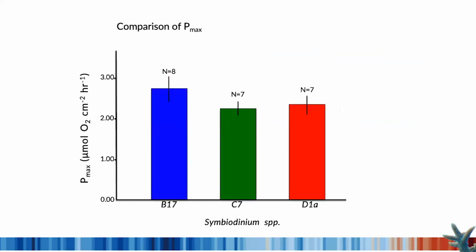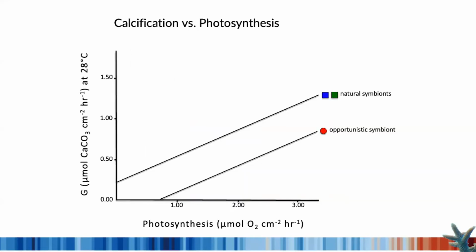So I decided to look at photophysiology. When I measured oxygen evolution, and I also did this over a range of temperatures, you look at Pmax between D1A and 2 of the native symbionts, there's absolutely no difference. So the algal symbiont is behaving like an alga. It's photosynthesizing, it's producing oxygen. So what's going on? Why is it not contributing to calcification like the other symbionts are? This is just a graphic showing that at the same levels of Pmax, you get about a 50% reduction in calcification as compared to the native symbionts.